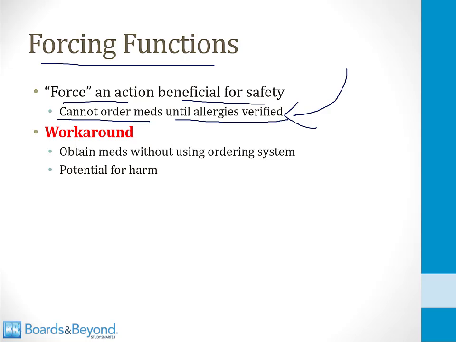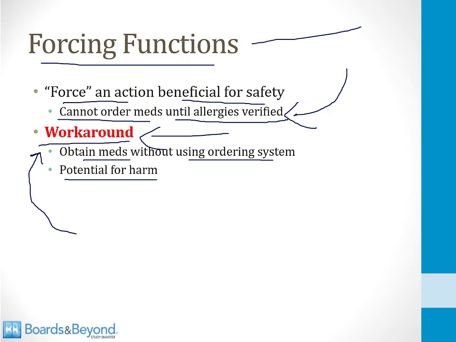One way that these forcing functions sometimes fail is something called a workaround. So, for example, imagine if you couldn't get meds for a patient until the allergies were verified, but nurses obtained meds without using the ordering system. In other words, they had a way to go around the ordering system. There's potential for harm here. And this is called a workaround, and it's a way to get around a forcing function. And it's something that people will start to do if your system has too many forcing functions. They'll start to use workarounds to become more efficient, and you won't get the benefits you expect from the forcing function.